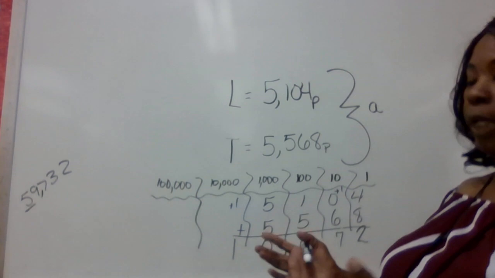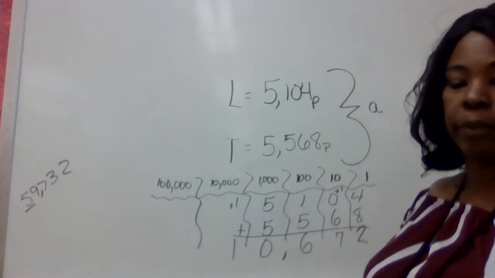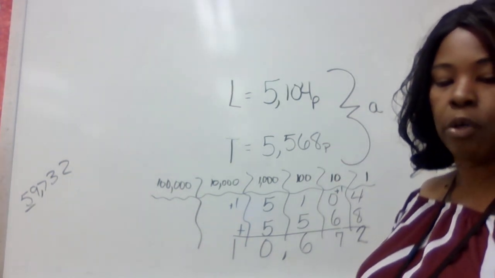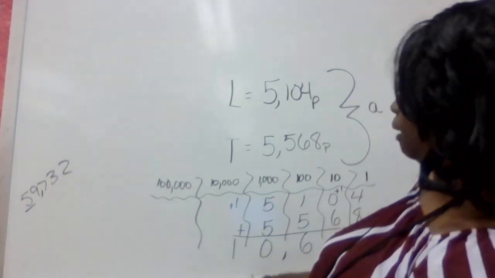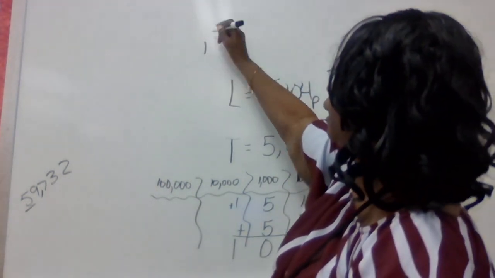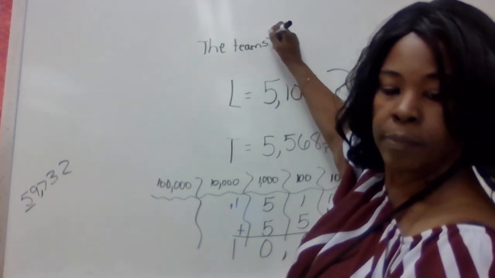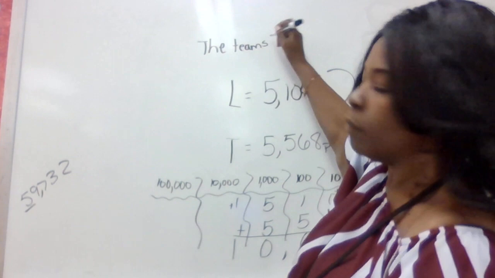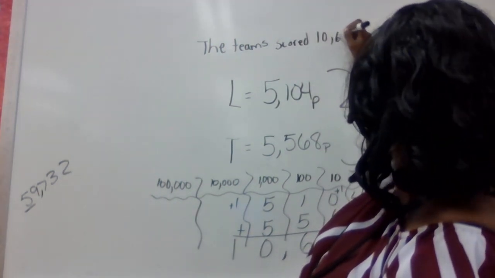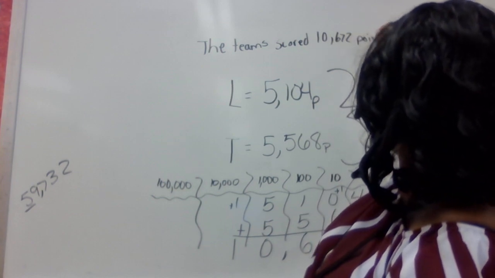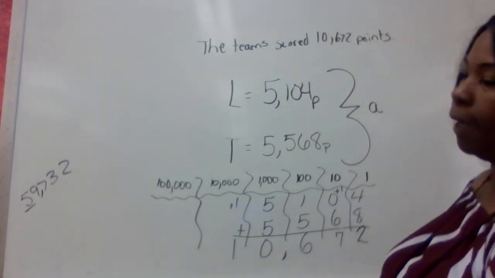Okay, so we did the read, we read the problem, we drew it out. The write is to answer the question. So the question says, how many total points did the team score in the 2 years? So I'm going to put it above because I'm running out of space. It'll be too low. And I will put the team scored 10,672 points. Okay, and you can put in 2 years if you have to.